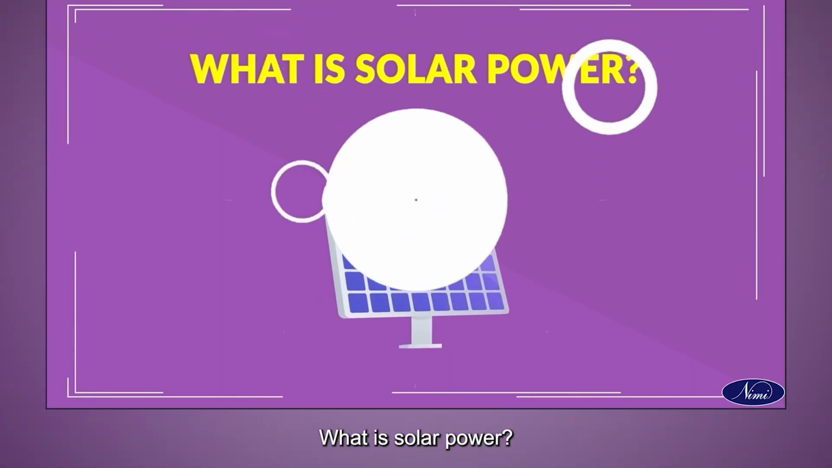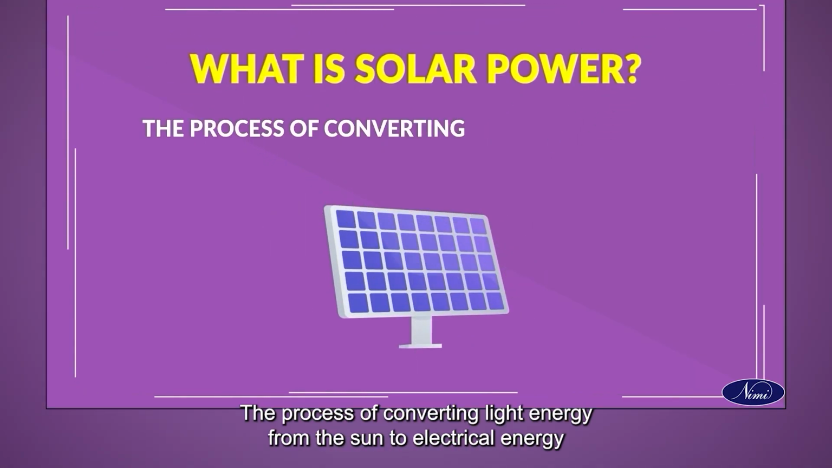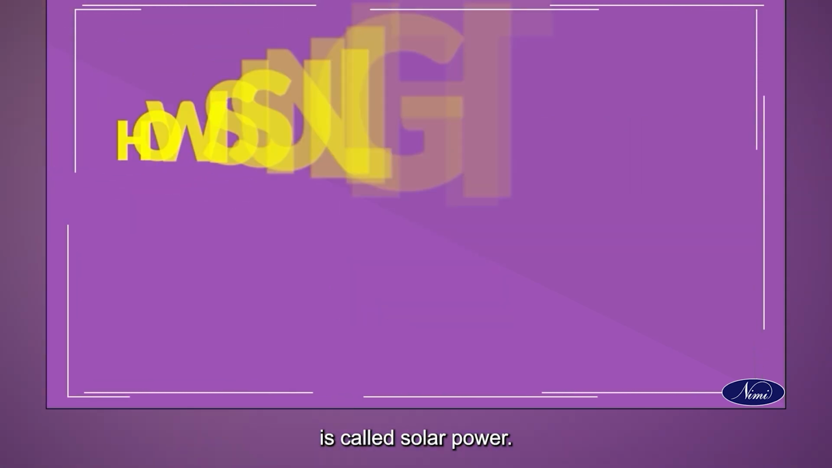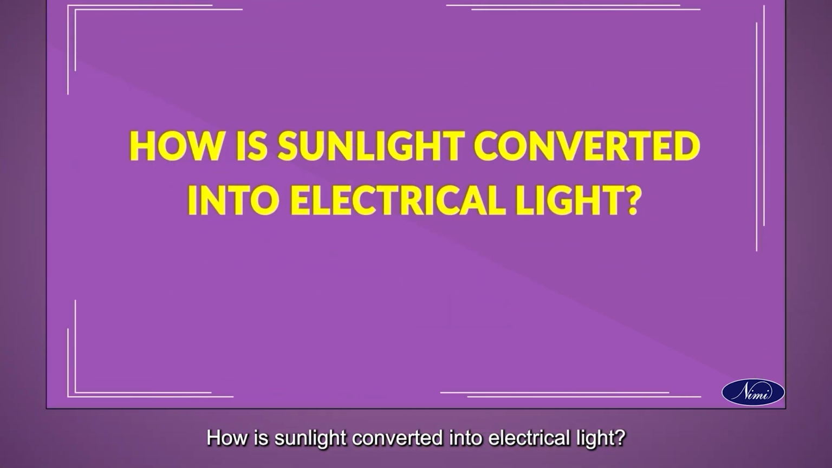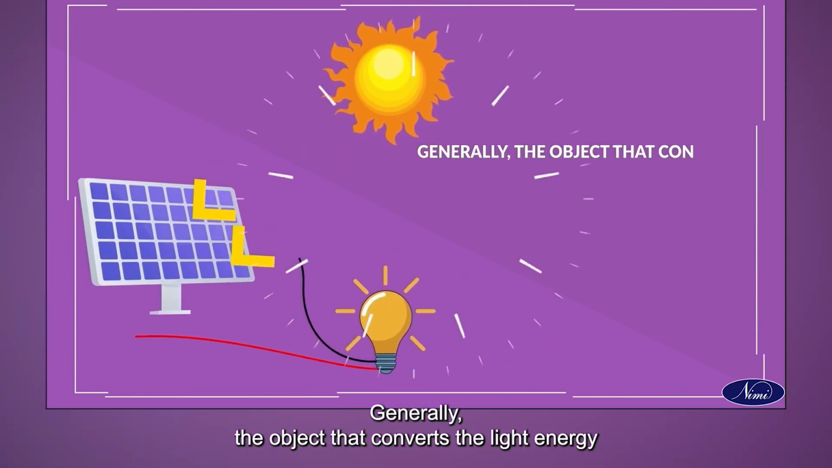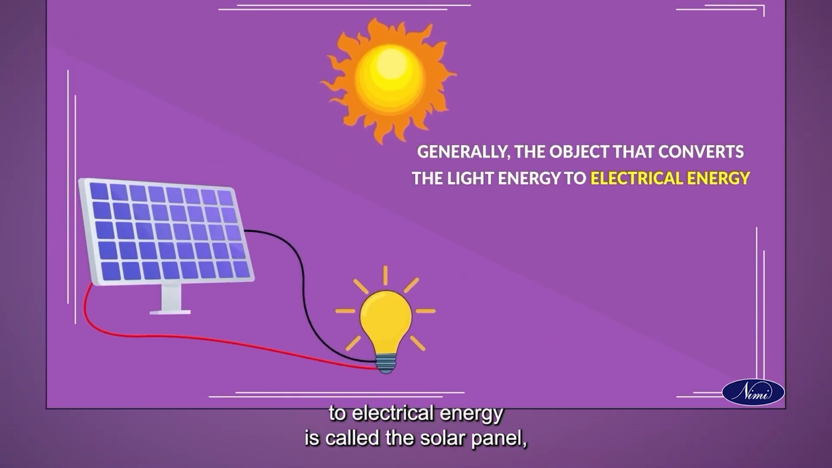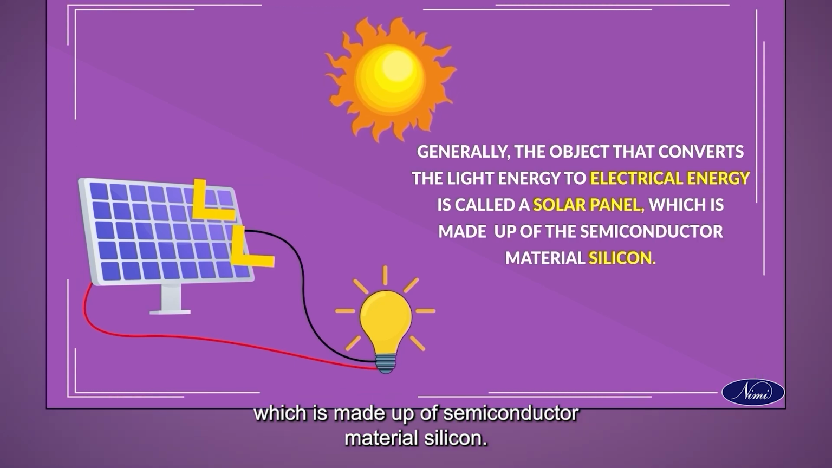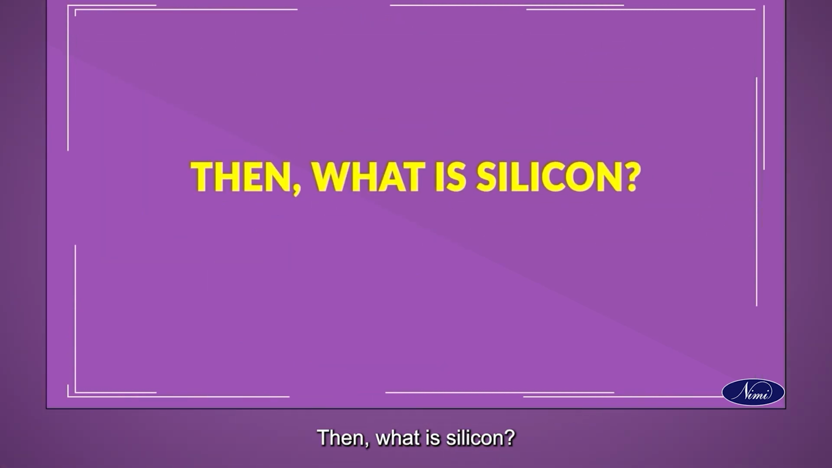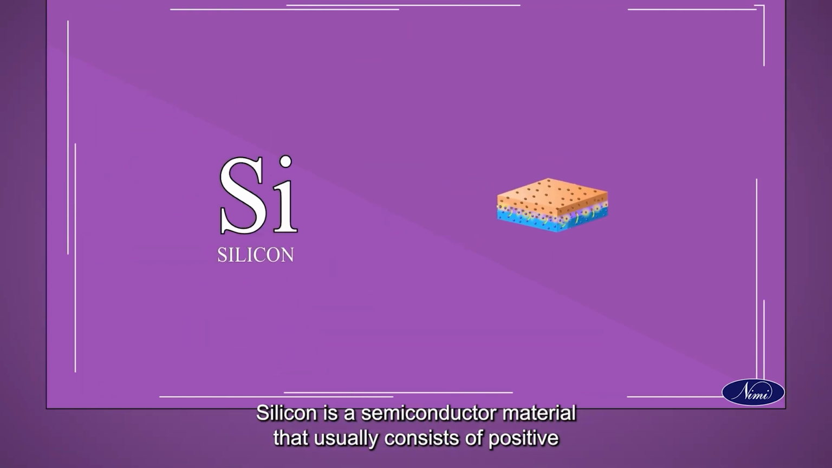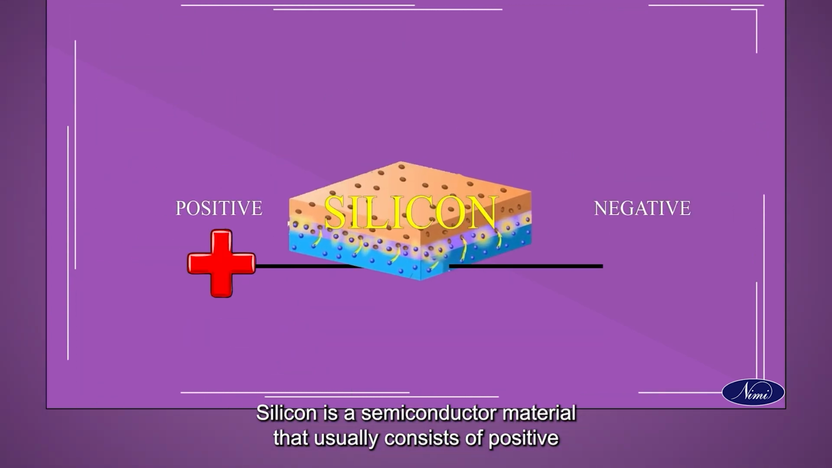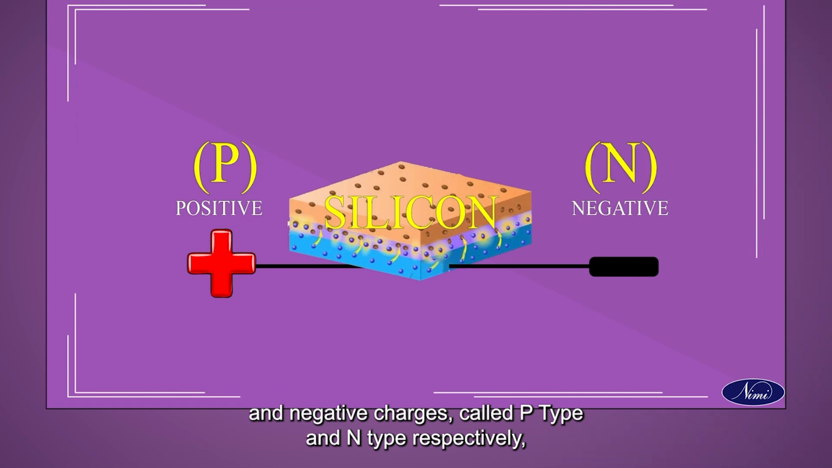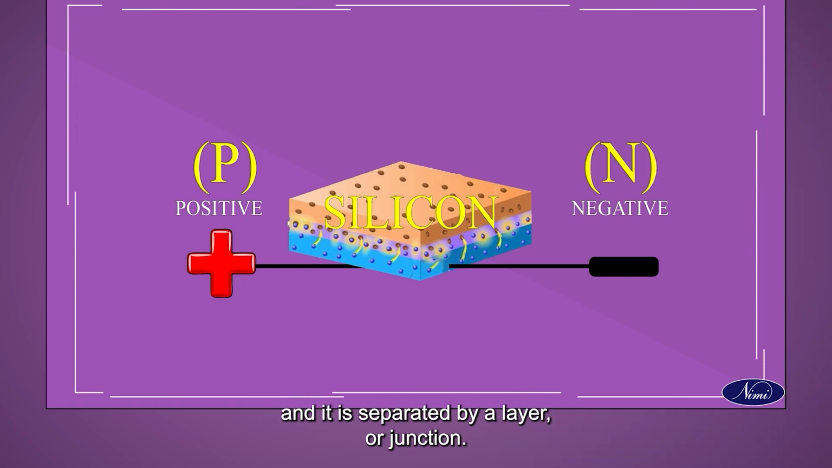What is solar power? The process of converting light energy from the sun to electrical energy is called solar power. How is sunlight converted into electrical energy? Generally, the object that converts the light energy to electrical energy is called the solar panel, which is made up of semiconductor material silicon. Then, what is silicon? Silicon is a semiconductor material that usually consists of positive and negative charges called p-type and n-type respectively, and it is separated by a layer or junction.